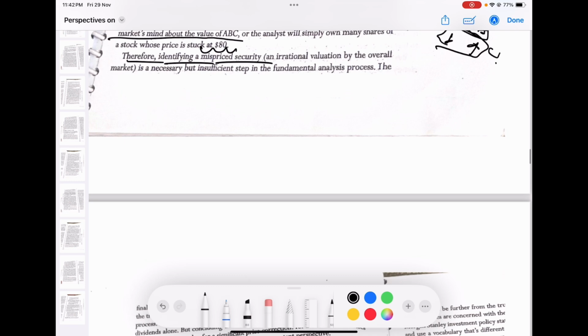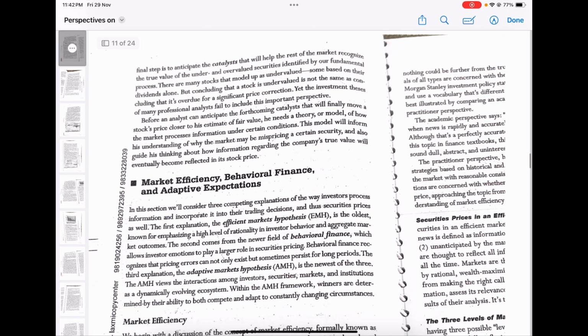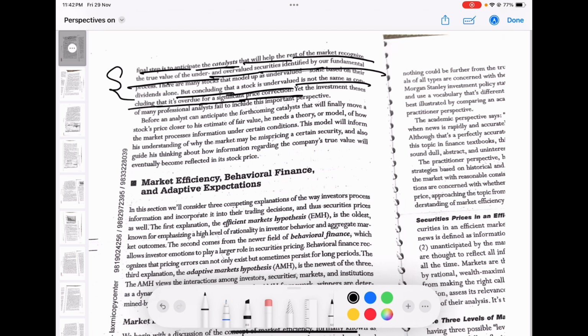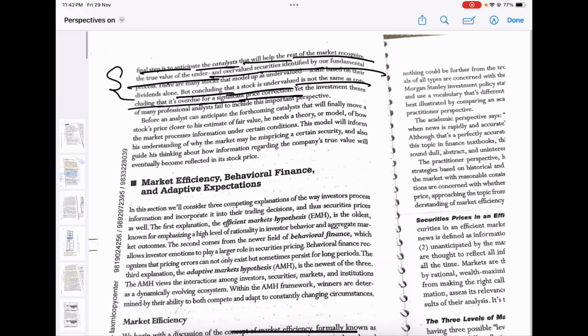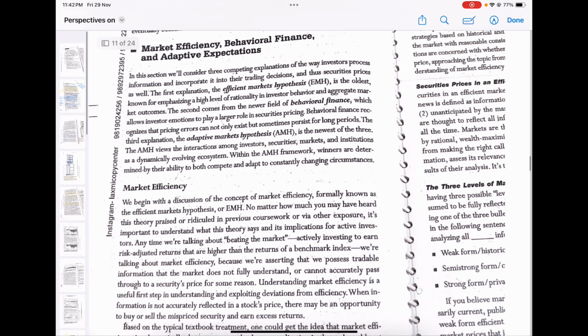Therefore, identifying a mispriced security and irrational valuation by the overall market is a necessary but insufficient step in the fundamental analysis process. The final step is to anticipate the catalyst that will help the rest of the markets recognize the true value of the under and overvalued security. Right. But concluding that a stock is undervalued is not the same as concluding that it is overdue for a significant price correction. So instead of just assuming that a particular thing will change its price, you need to have some sort of backing, and you need to always be flexible and open that you can be wrong sometimes. That is the reality and that is the truth of the market.